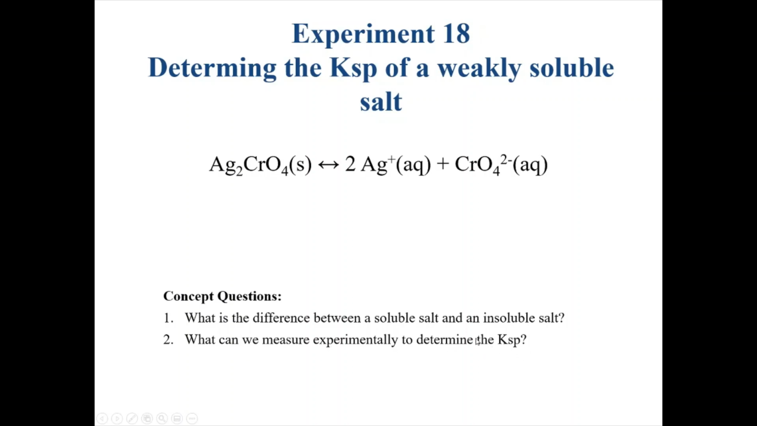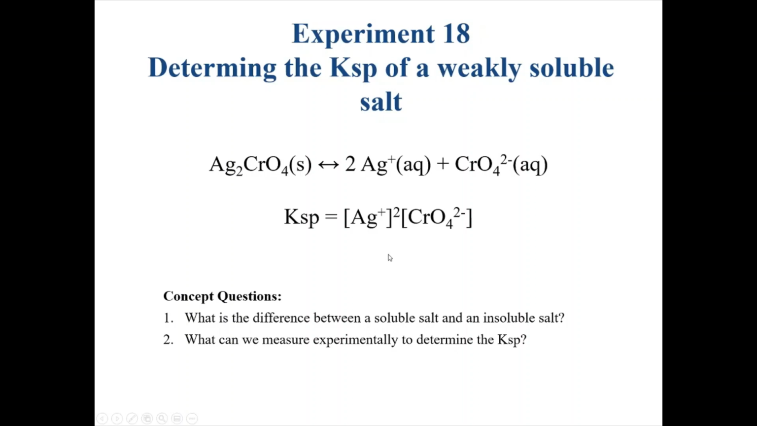So we have to write the KSP expression for this. When we write an equilibrium constant, we take the concentration of the products, silver and chromate, and raise each one to the power of its coefficient. We get the silver ion squared, and then the chromate ion to the 1 power, because there's just a 1 there. We exclude the solid on the bottom because we don't include solids, since their concentrations don't change. They're basically a constant. So what do we need to measure in order to determine the KSP?